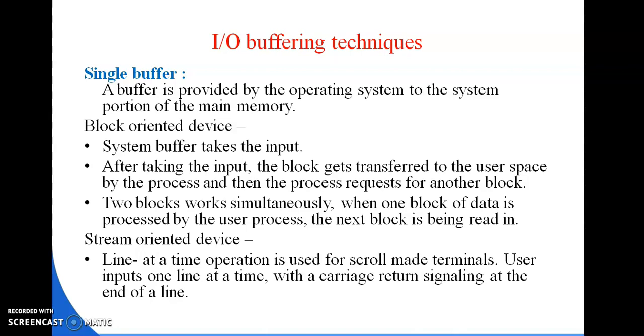Next is the stream-oriented device. Line-at-a-time operation is used for scroll-mode terminals. The user inputs one line at a time, with a carriage return signaling the end of the line. Byte-at-a-time operation is used in form-mode terminals, where each keystroke is significant. So these are the single buffer.